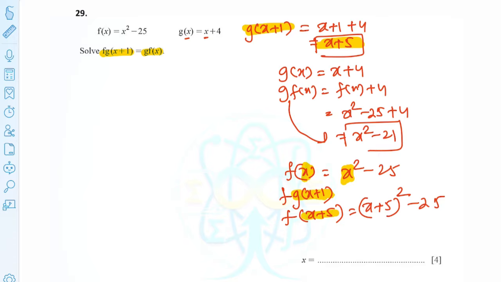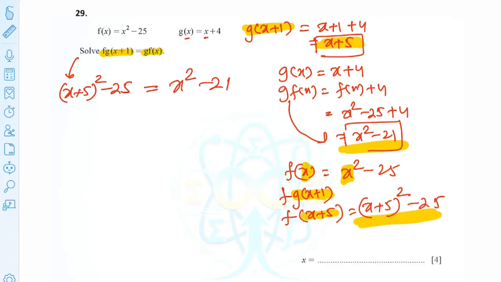Now I can rearrange this one. Now as per the question, this equals this, right? Let me write this down. So we got (x plus 5) squared minus 25 equals, this is given as x squared minus 21, right? When you expand this bracket, it will be x squared plus 10x plus 25. I'm doing it directly here. This is minus 25 equals x squared minus 21, right?